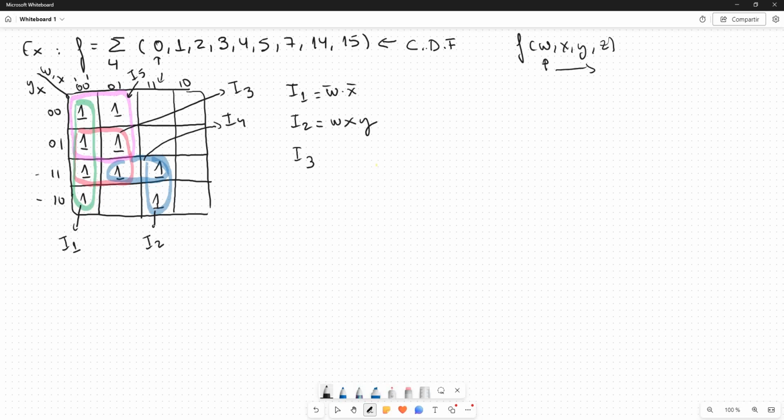Implicant 3 is that square for which W is the one that doesn't change in the columns and is 0, so it's negated. And in the rows, the one that doesn't change is the X, and it's a 1, so non-negated. I have just seen that I have made a mistake here because this is a set.